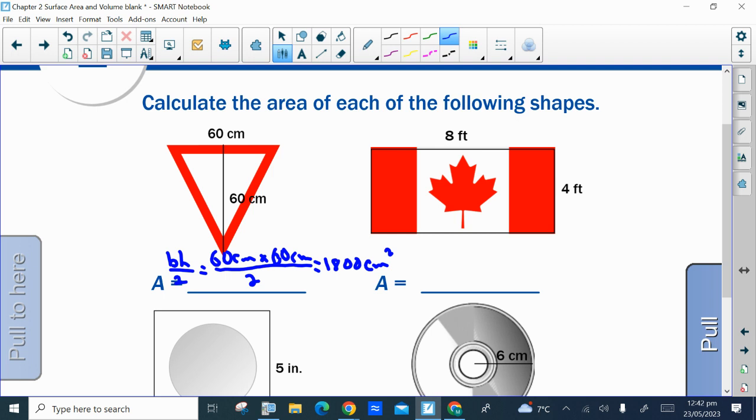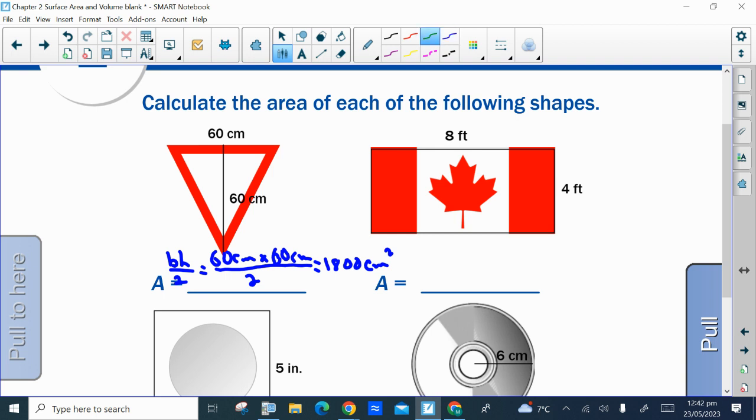So what that means is, if you took small squares that measured 1 centimeter by 1 centimeter, it would take 1,800 of them to fill up that shape. That's what it means. Obviously, it's not drawn to scale. 60 centimeters would be a lot larger than what the picture shows. But that's what it means. If you had small squares that measure 1 centimeter by 1 centimeter, it would take 1,800 of them to cover up that shape.